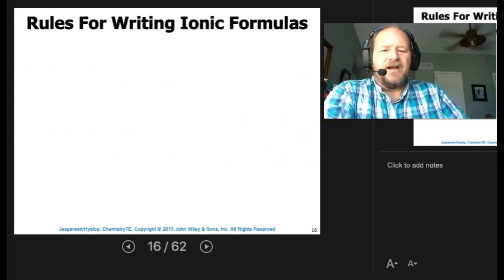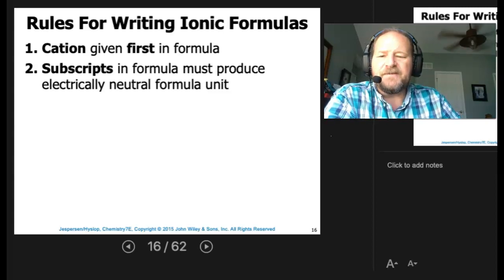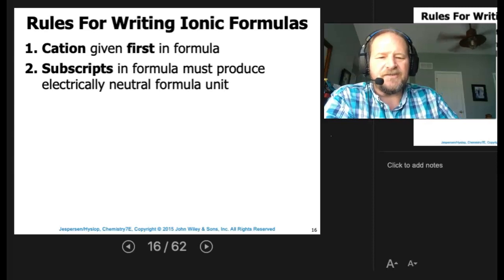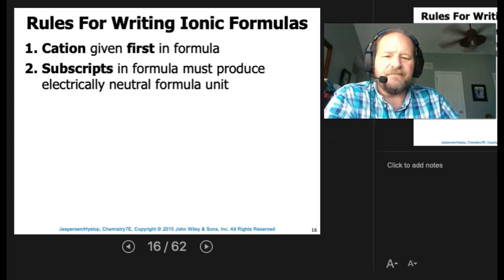Rules for writing your ionic formulas: the cation is always given first. So we always write the metals first. We always want to tell you the positives before we start to explain the negatives. The subscripts in the formula must produce electrically neutral formula units. So you can use a charge balance ratio if you want. If sodium is a +1 and oxygen's a -2, then I'm going to need 2 sodiums to balance that oxygen, right?